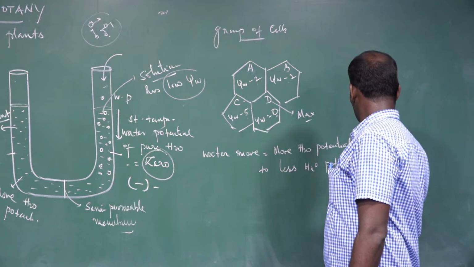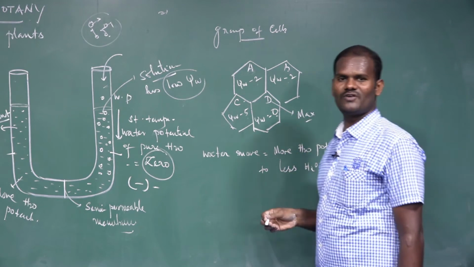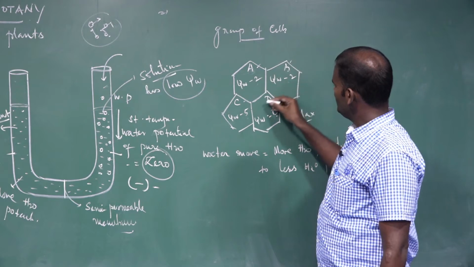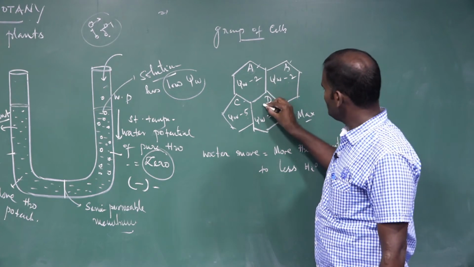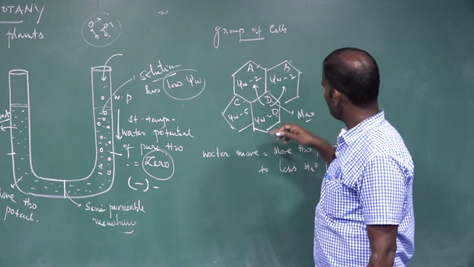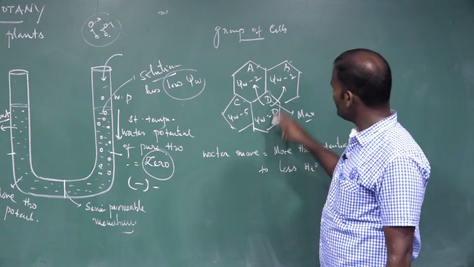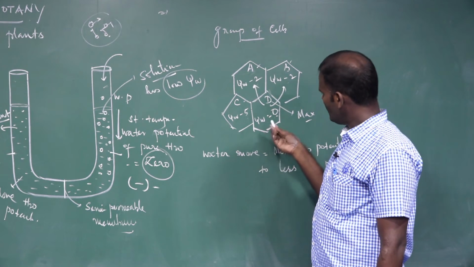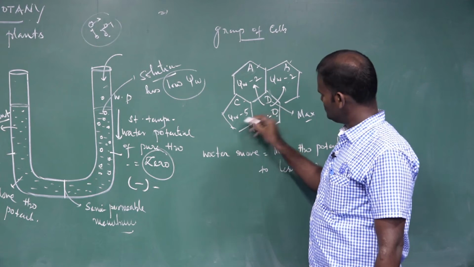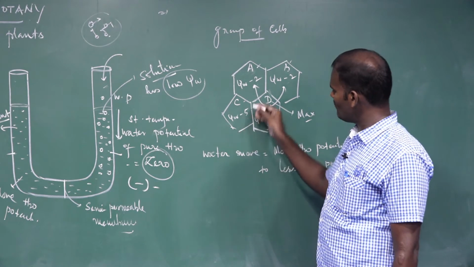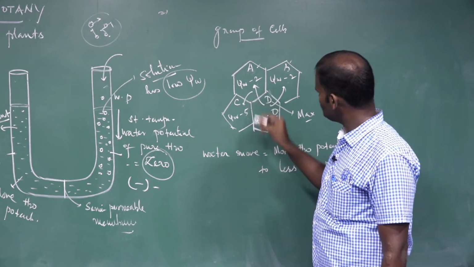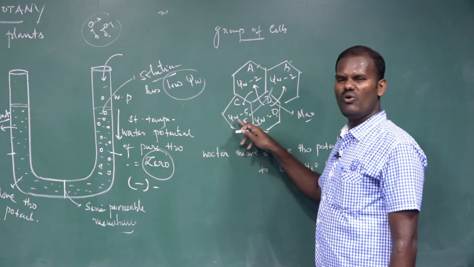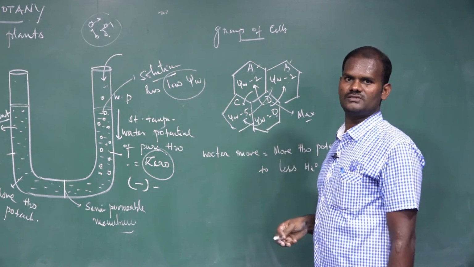Now tell me, the movement of water molecules is from where to where? The A and B cells receive water molecules from D. So the water molecules move from D to the A and B cells because they have lower values. And C cell receives water molecules from A, B, and D, because it has the lowest water potential.